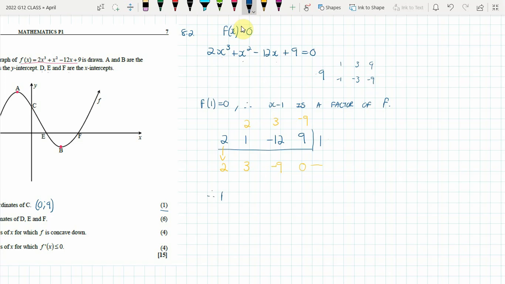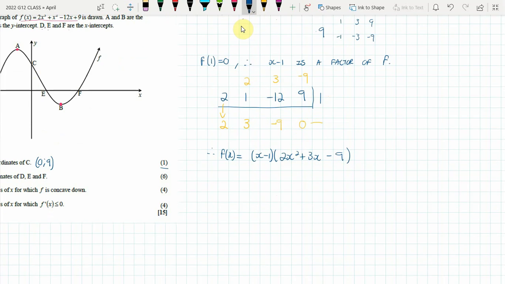So now this means that f of x can be written as x minus 1 into 2x squared plus 3x minus 9. Remember we are solving this equation, right? So we can immediately say x minus 1 equals 0, or the other factor, the quadratic factor, 2x squared plus 3x minus 9 equals 0.